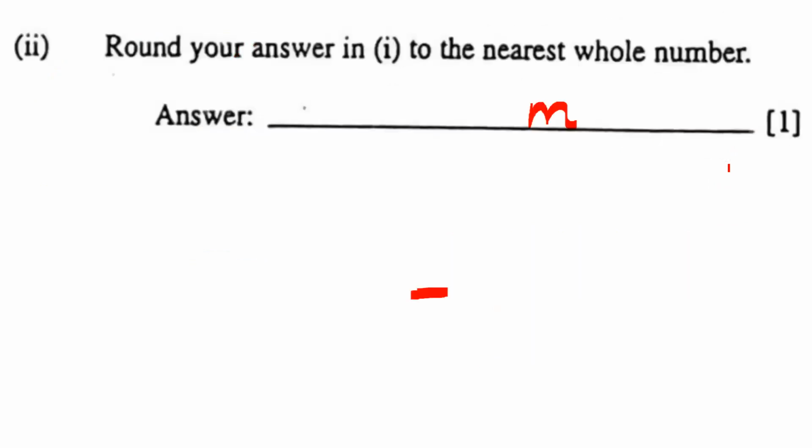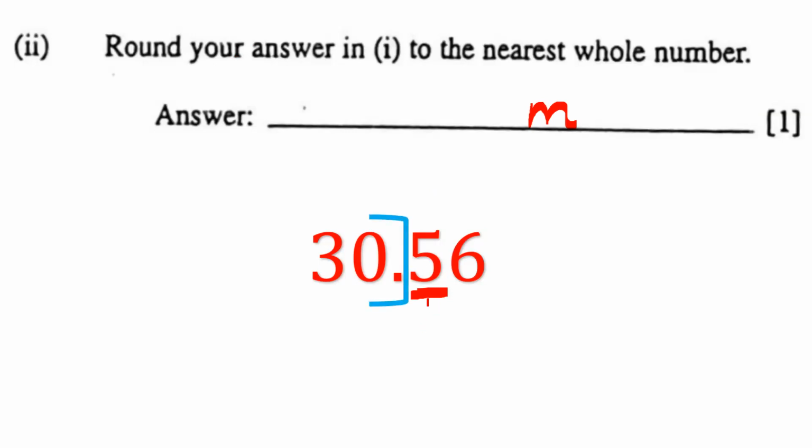Now let's round it. So we already know that our answer is 30.56. Let's round it to the nearest whole number. For this, we have to focus on 5. And we know that this number right here is 5. It's not less than 5, it's 5. So that means that we have to add 1. Saying that we have to add 1 to 30, our answer is 31. And that's 31 meters. That's it rounded to the nearest whole number.